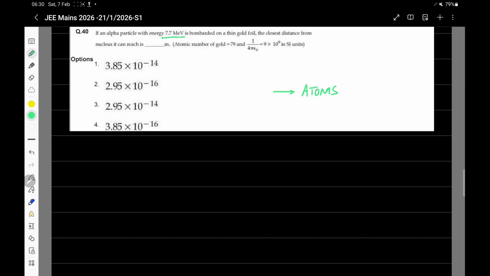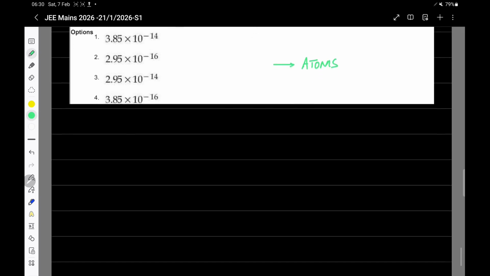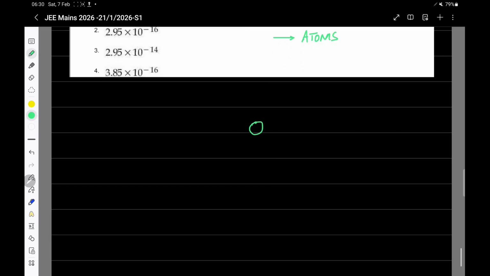They are launching an alpha particle with a kinetic energy of 7.7 mega electron volt, and they are asking what is the closest distance of approach from the nucleus in the alpha particle scattering experiment. As we already know, there is a gold nucleus in an alpha particle scattering experiment, and in this experiment the alpha particle, which is doubly ionized helium atom, is actually launched towards this gold nucleus, say from some distance of infinity with a kinetic energy K.